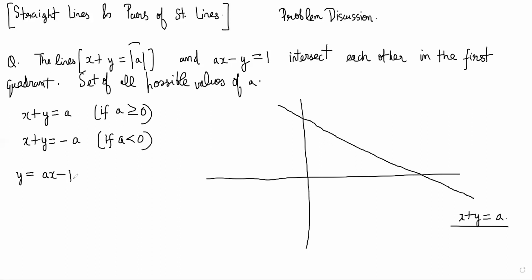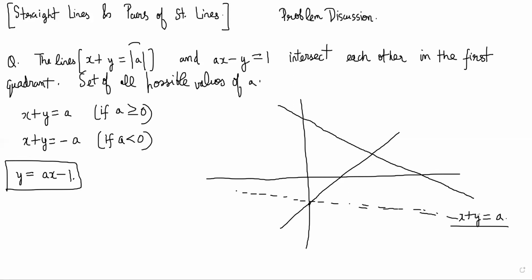The other line is y is equal to ax minus 1. Now this can look like different lines depending on whether a is positive or negative. When x is 0, y is minus 1. You can have a line that goes up like this. Or if it is negative, then when x is 0, y will be minus 1 again, but it will be a line going down, right? And the points of intersection will be different. This is the point of intersection that we care about. This will be the first quadrant point of intersection.